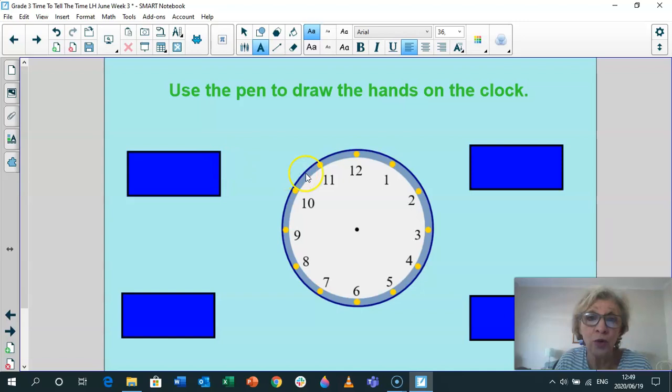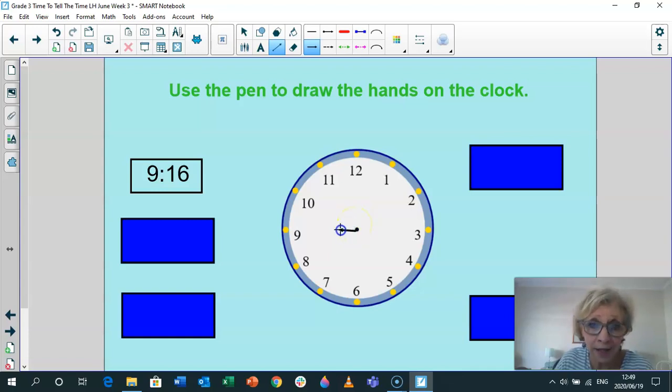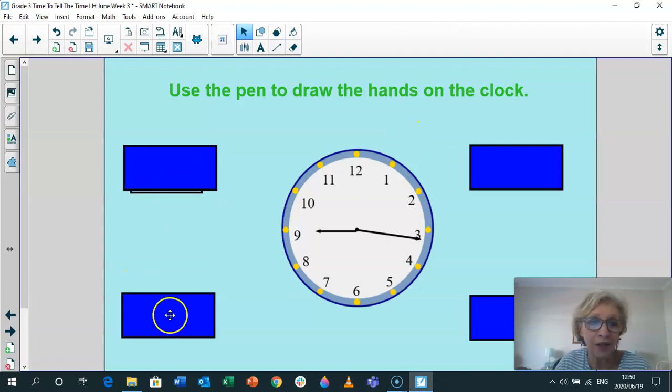Right, we're now going to draw the hands on the clock. This is fun. So let's just take this down first, and it's going to show us what hands to draw. So I'm going to find my line with a little arrow on it. Let's remember the hour hand is smaller, right? So it's just a little bit past 9. You can see it's 16, and there is my 16 minutes past 9. Fabulous. Right, let's look at the next one.